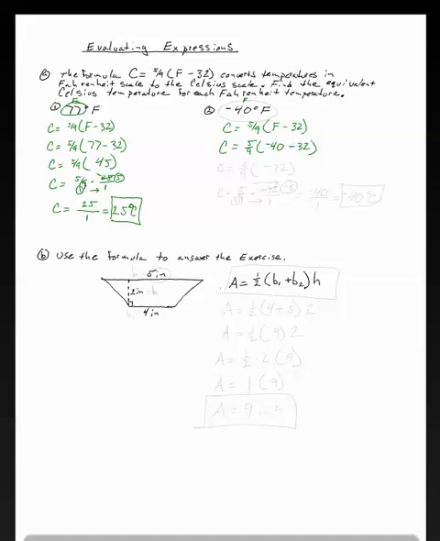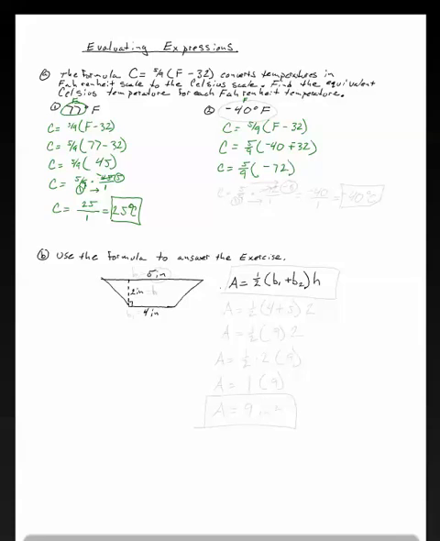Now here we have to be a little careful. It says negative 40 minus 32. So you may want to change your subtraction to addition of the opposite. So minus a positive is the same as plus a negative. So C equals 5/9 times negative 40 plus negative 32 is negative 72.